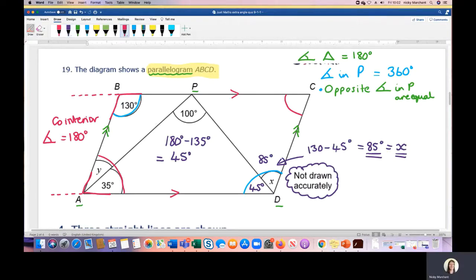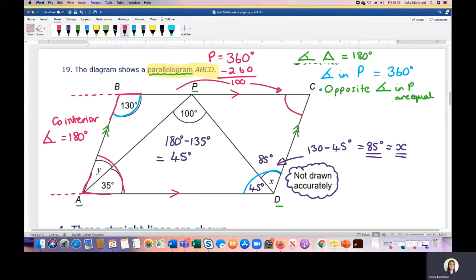Now we've got two ways of doing this. We could think about the whole parallelogram. The whole parallelogram is 360. And then we could take off the 260 that we have used up on the other corners where x and the opposite corner is. It means we've got 100 degrees left to split out between this corner and the one down at the other side.